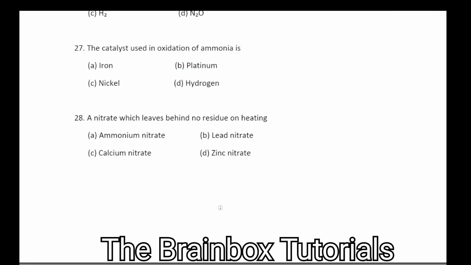Now moving on to question number 27. The catalyst used in oxidation of ammonia is option A iron, option B platinum, option C nickel, and option D hydrogen. Remember, you will pause the video, choose the correct option, write it, and then play the video to see the correct option. Now here the correct option will be platinum, B.